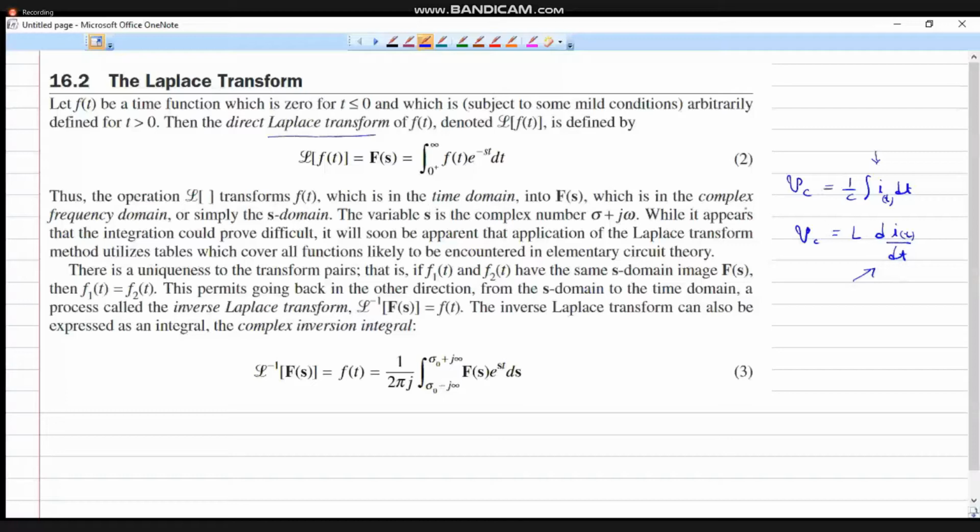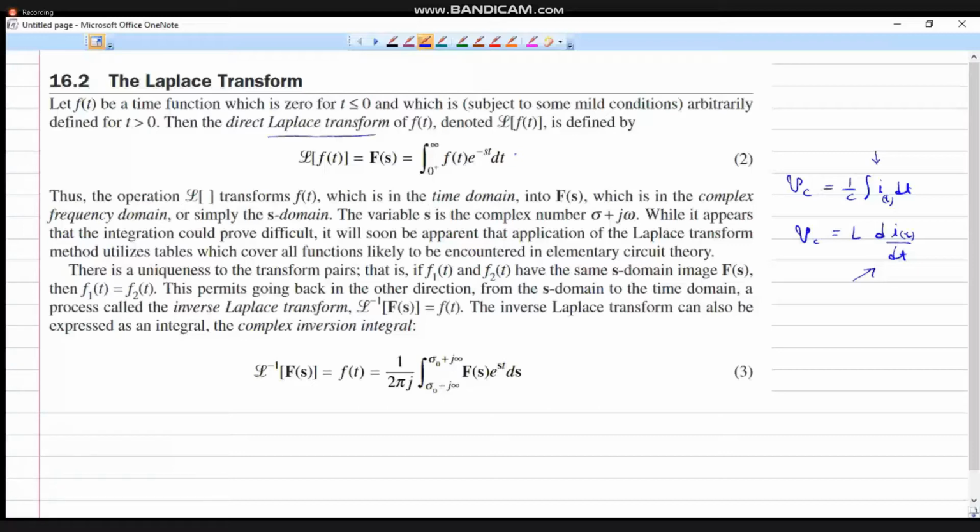So what we do here is that instead of the time domain, that is the time axis, we do some transformation, so that the domain in which we are trying to solve the equation is transformed to a complex frequency domain, which is otherwise called the Laplace domain. So it is like we are changing the coordinates.